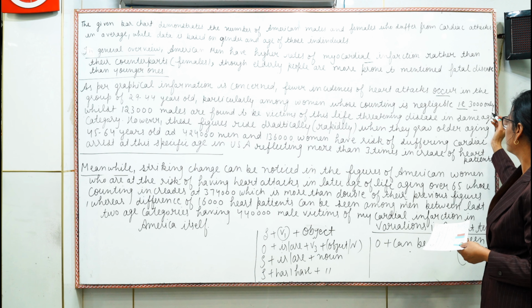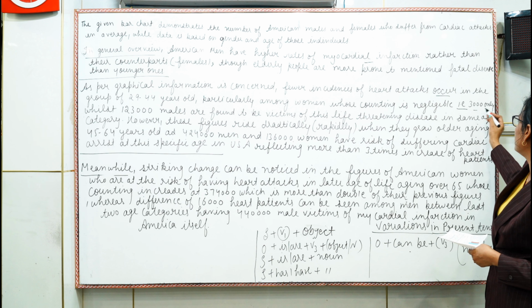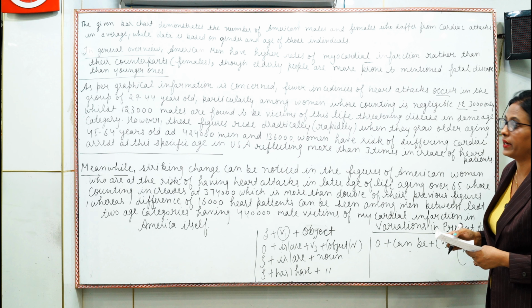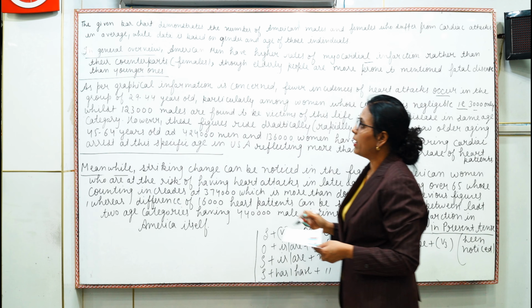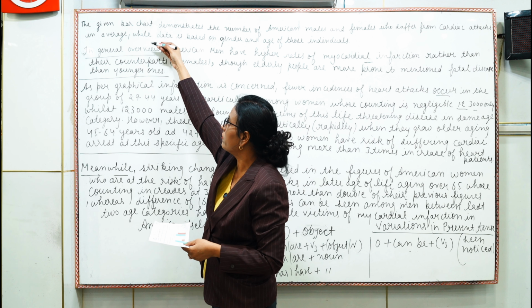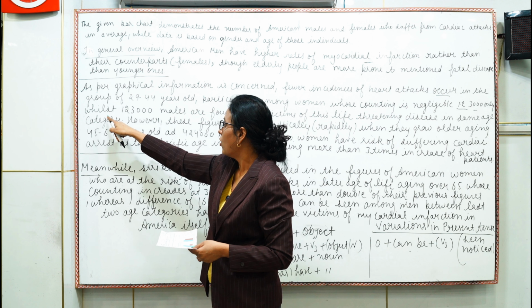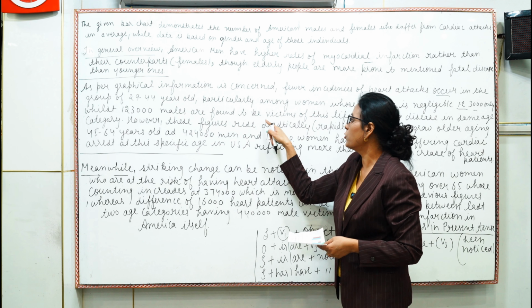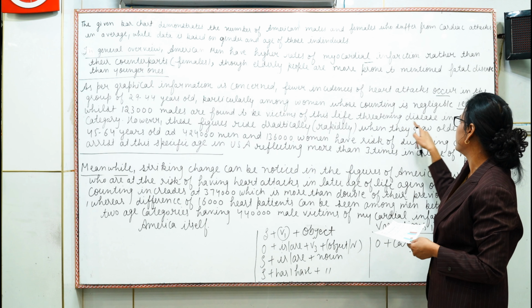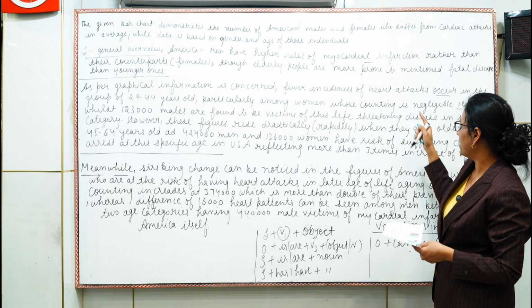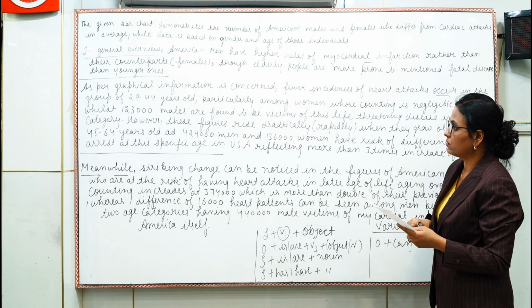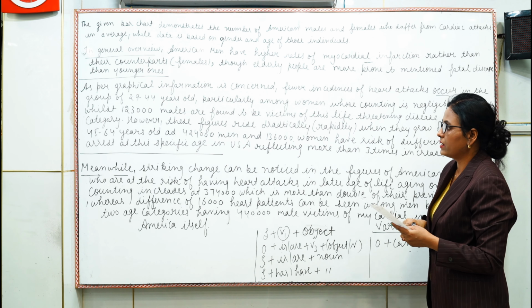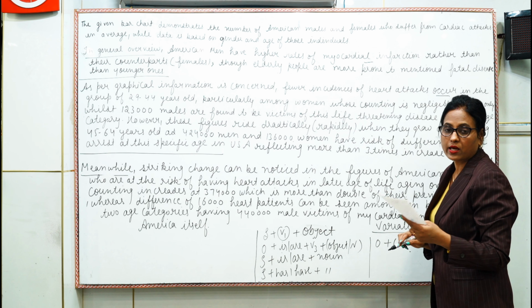So 3000 only are women who suffer. While or whilst, whereas, while already we have put in the introduction, so whilst 1,23,000 males are found to be victim of this life threatening disease.